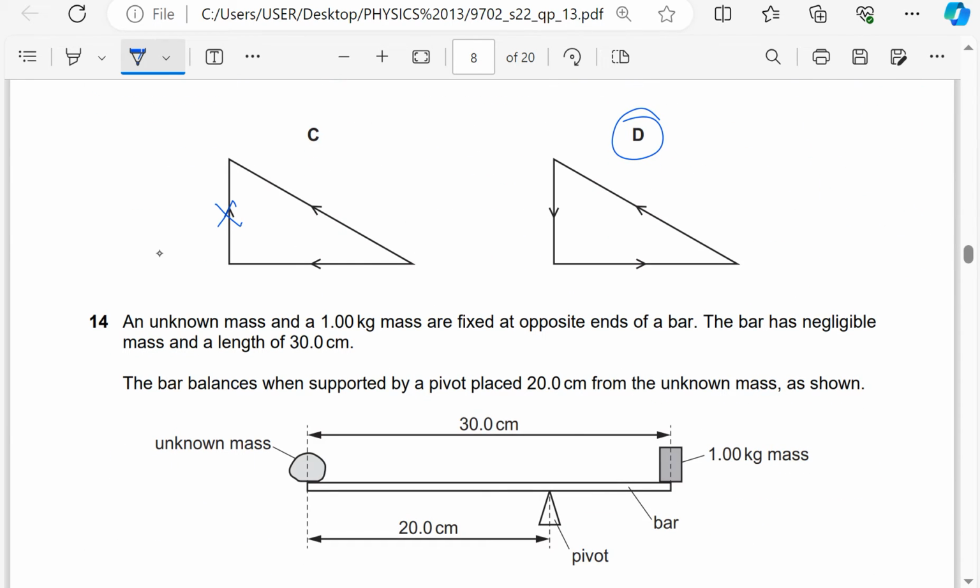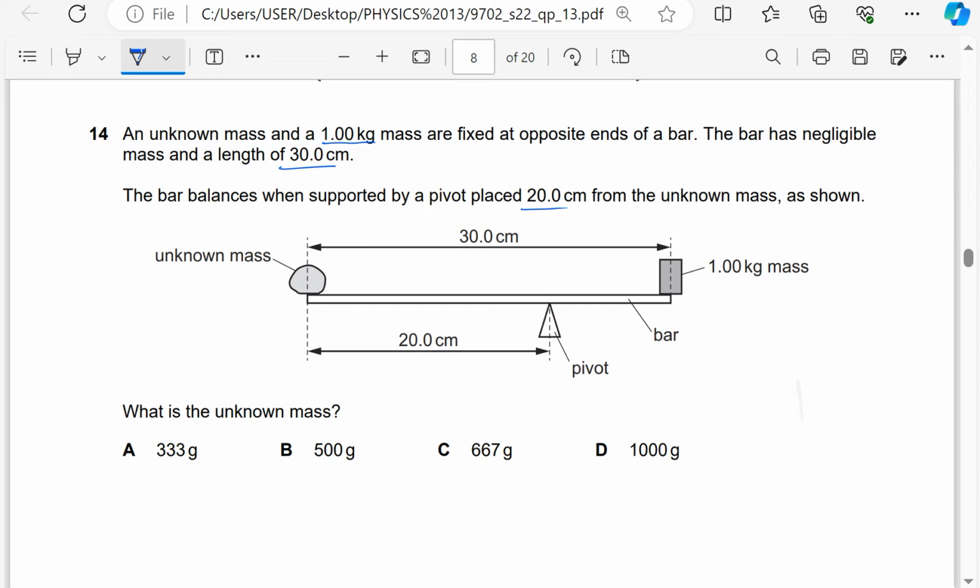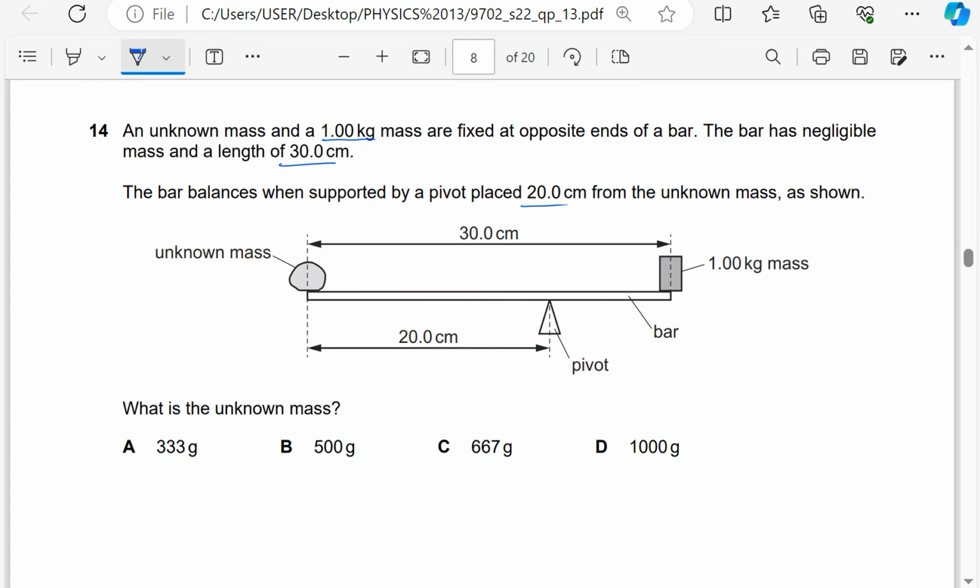An unknown mass and a 1 kilogram mass are fixed at opposite ends of a bar. The bar has negligible mass and length 30 centimeters. The bar balances when supported by a pivot placed 20 centimeters from the unknown mass as shown. What is the unknown mass?